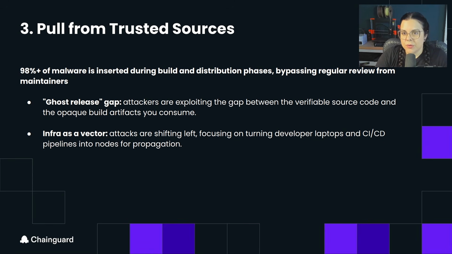So public repos will download these artifacts that have been tampered with, and they are actually different from what is in the source code. So there is usually low visibility about what happens at build time. One thing that happens a lot is a ghost release. Attackers are exploiting the gap between the verifiable source code and the build artifacts that we consume when we pull from these sources, the public registries.